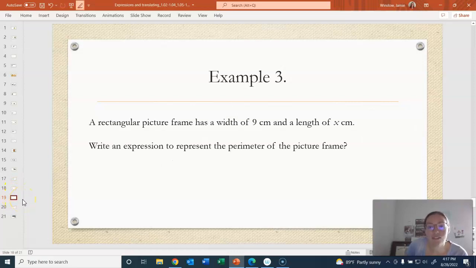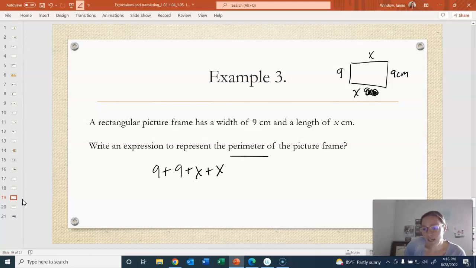Example 3. A rectangular picture frame has a width of 9 centimeters and a length of x centimeters. Write an expression to represent the perimeter. Again, we do have a formula sheet if you want to peek at it, but I'm guessing you remember perimeter means the distance all the way around a shape. So if this is 9, then this is 9. This is x, this is x. For perimeter, we want to add them all up. We need to know the whole length of the whole outside. So we could say 9 plus 9 plus x plus x.